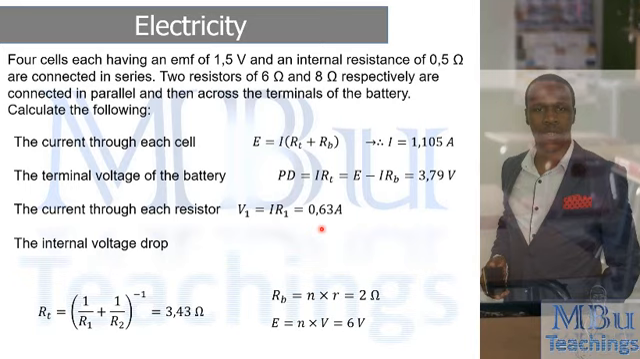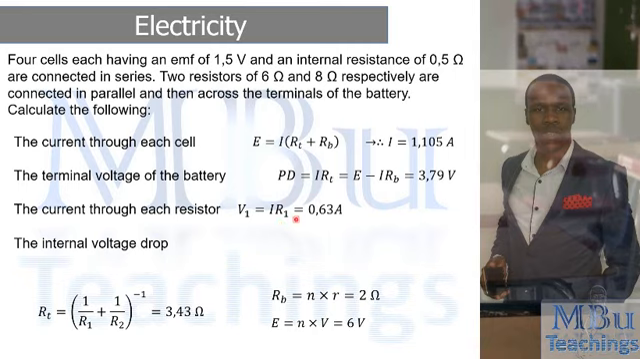Then let's move to the next question. It says the current through each resistor. This is resistor number 1. That's the formula for the first resistor. So this is the current. You just divide V1 by R1 to get the current. You do the same for the second current.